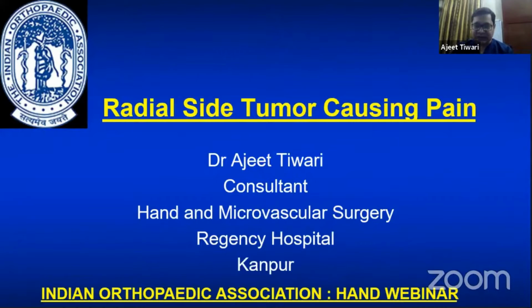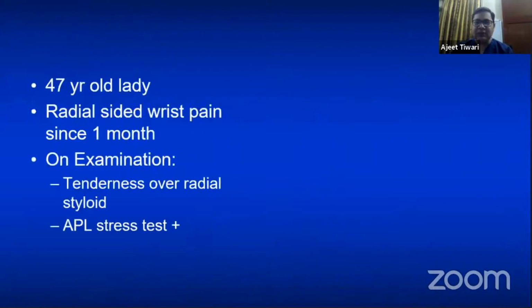I'm going to talk on the radial-sided tumor, which is causing pain. Here is a very interesting story I would like to tell all of you, where Vishwajit sir has left us. I'm continuing from there. There is a 47-year-old lady. She had radial-sided wrist pain since the last 1 month. She went to a very senior orthopedic surgeon in Kanpur.